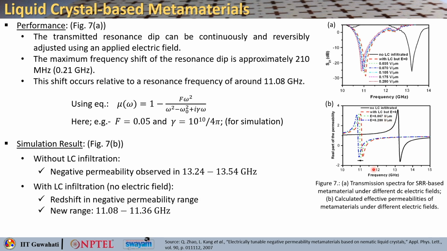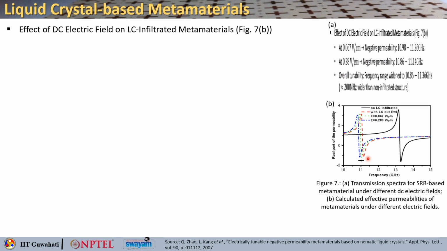What you see clearly is that the negative permeability was observed when there is no liquid crystal around 13.24 to 13.54 gigahertz, in this region. But as soon as you put a liquid crystal but no electric field biasing, you see a very strong red shift, and the new range is somewhere between 11.08 to 11.36 gigahertz.